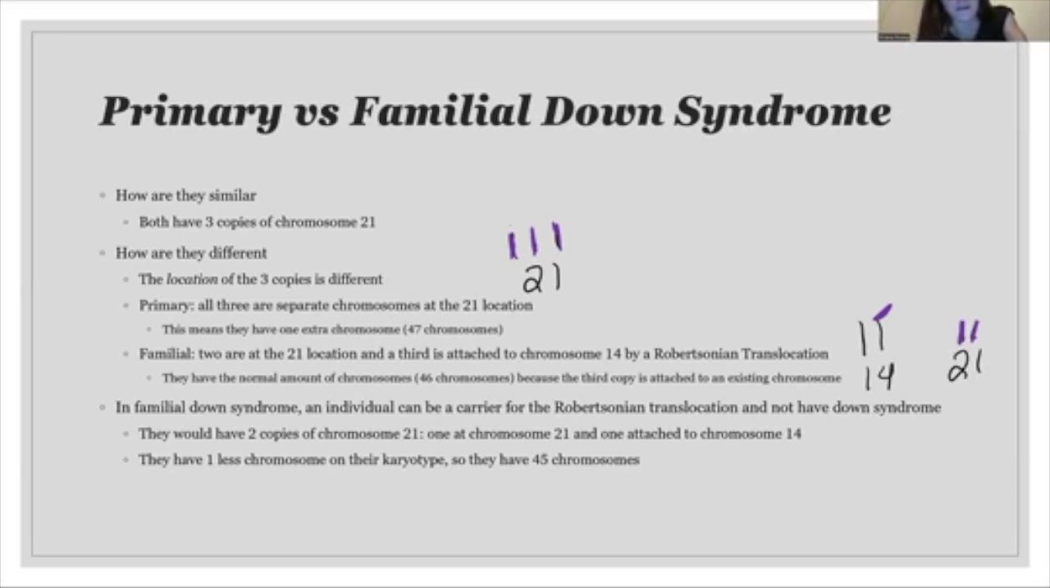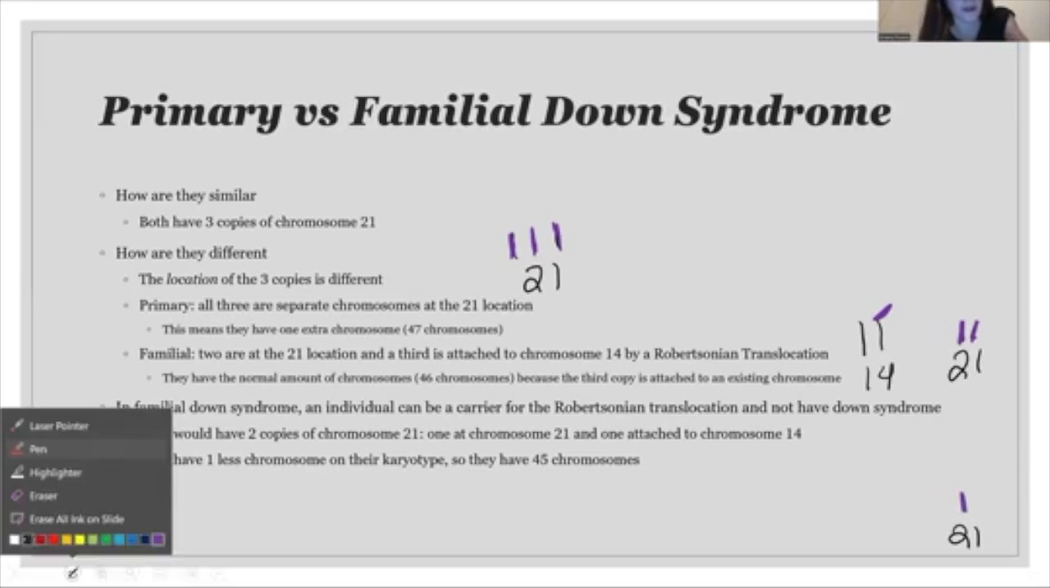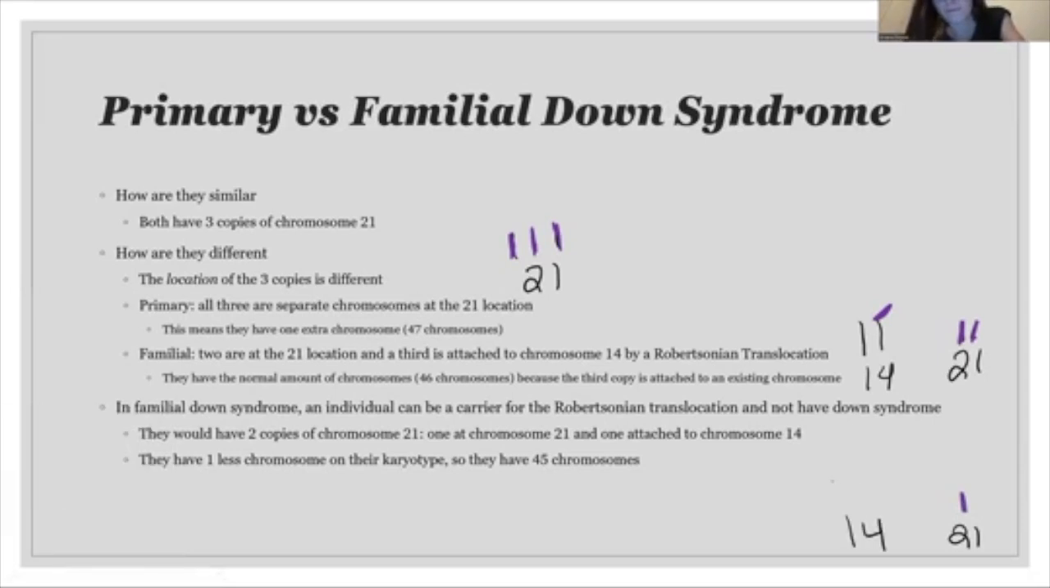So at the spot 21, they would have 1 and only 1 there. And at the 14 location, they would have their 2 chromosome 14s, and their second 21 would be attached to that 14. So they still have 2 copies of chromosome 21. One of them is just attached to chromosome 14.